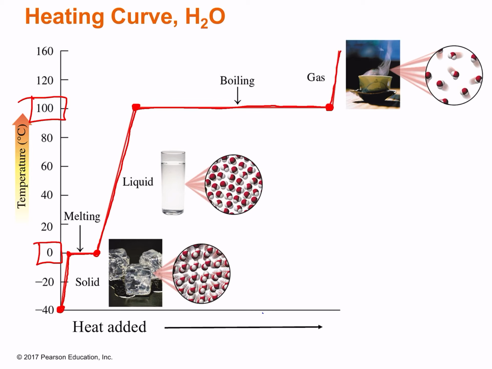Okay, so I want you to be able to recognize, on this heating curve, whether something would be a phase or a phase change, right? Is that line sloped or flat? And I would also want you to be able to recognize which phase change is happening. Is it melting or is it boiling? Or is it a solid or is it a liquid, right? What is happening in these different portions of the graph?